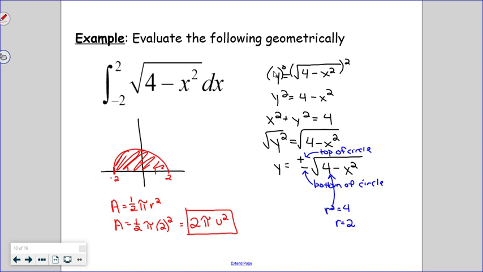So one of the ways, again, we can evaluate, especially non-calculator-wise, is by identifying the shape being created and then just using the area formula for that shape. Questions? Units squared, area, units squared.